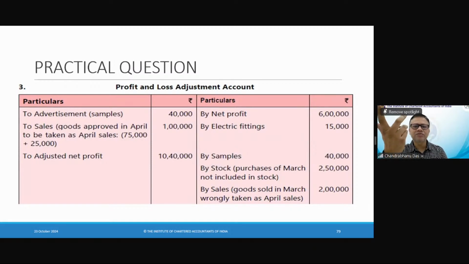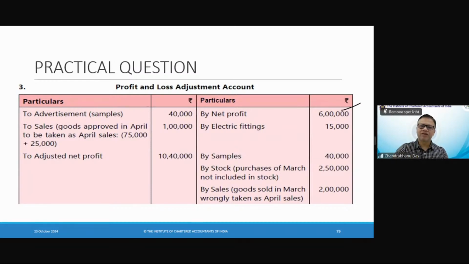It's a credit item, so the nature is like a credit item. It's a nominal account, and you are bringing the net profit in the credit side. Clear now? 6 lakhs. But advertisement is an expense, so it decreases the profit. So why do I decrease it?